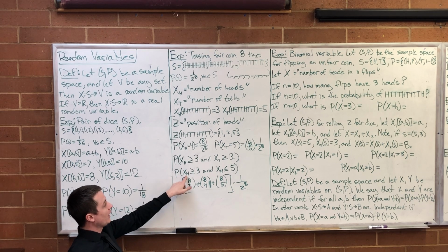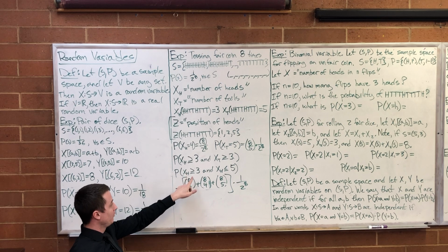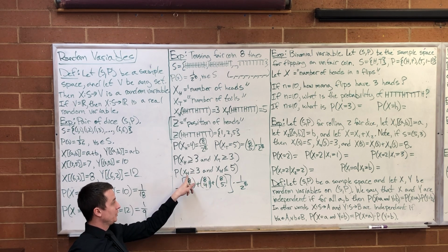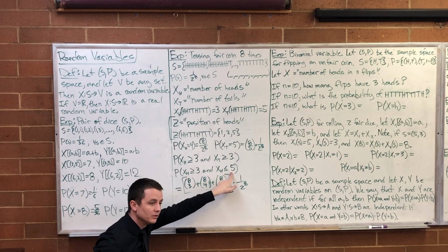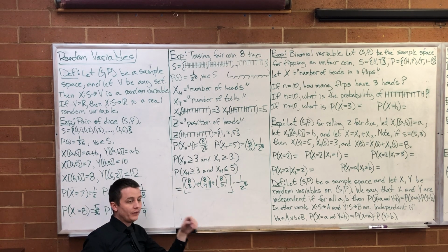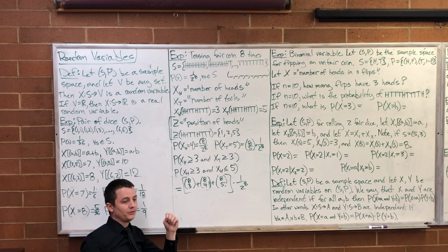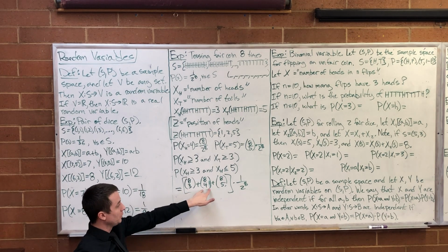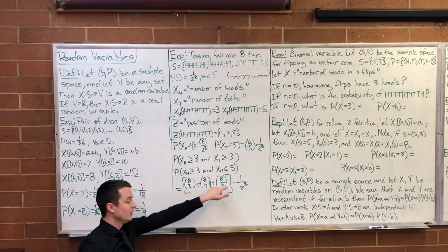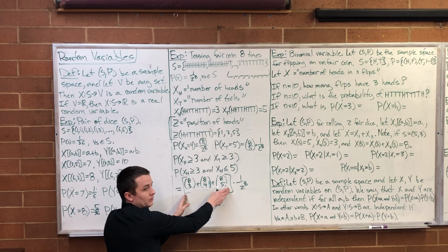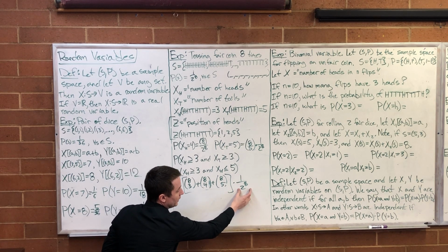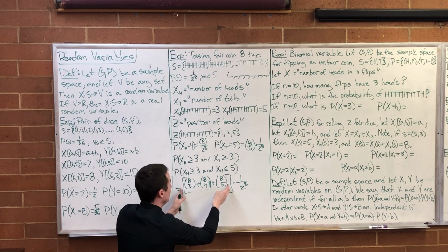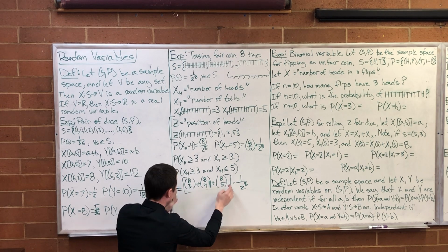So I want to know the probability that my number of heads is greater than or equal to 3 and less than or equal to 5. How many heads can I have? I can have 3 or 4 or 5. This many have 3 heads, this many have 4 heads, this many have 5 heads. And the probability of each particular outcome is this, so the probability of all these outcomes is the product.